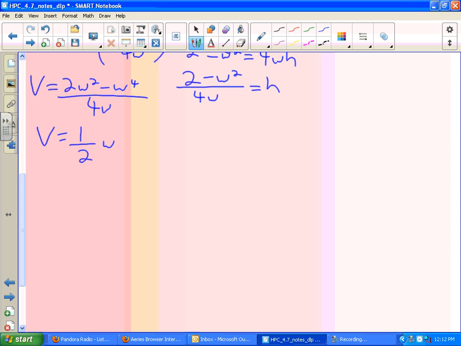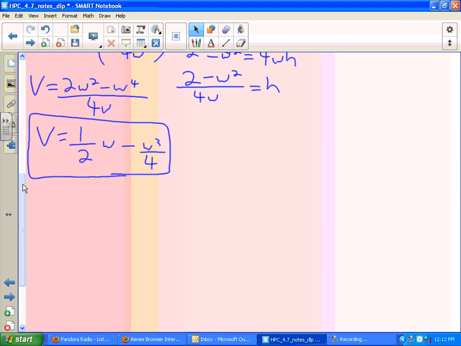Right, this first one. Minus W cubed over 4. Expanded. Good. So everything is in terms of W, no more H out there. Yeah.